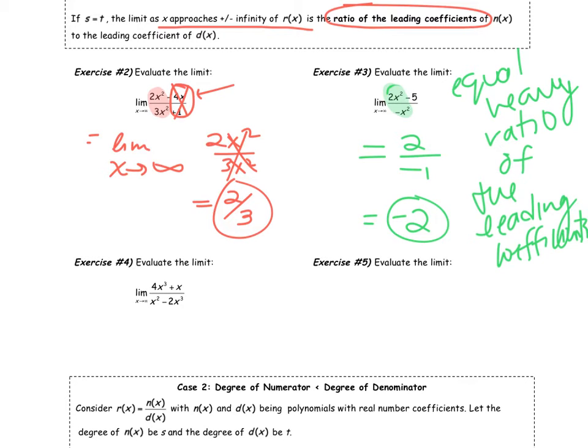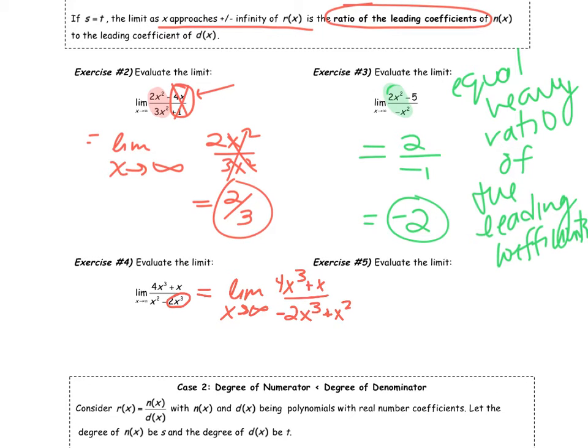All right, guys, why don't you try exercise 4 on your own? Now, you should have noticed something for exercise 4. I don't like the order. I'm going to rewrite this. That way my leading coefficient has the highest degree out front in the denominator. So I'm going to rewrite this as the limit as x approaches infinity. I'm going to leave the numerator as is. Denominator, I'm going to rewrite this as -2x cubed plus x squared.